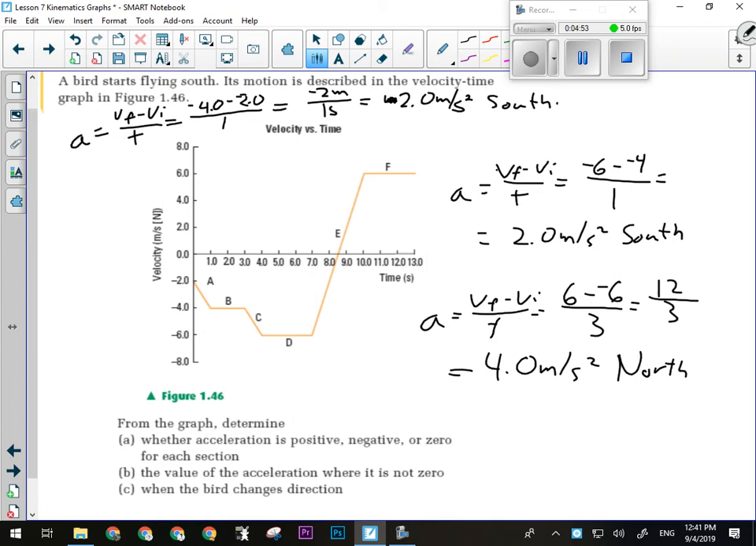Most people get that part right when I put a question like this on the test. Part C is the part they get wrong. It requires no calculation. It's just recognition from the graph. When does the bird change direction? It's initially flying south, but by the end of this graph, it's flying north. At what time does it actually start flying north?